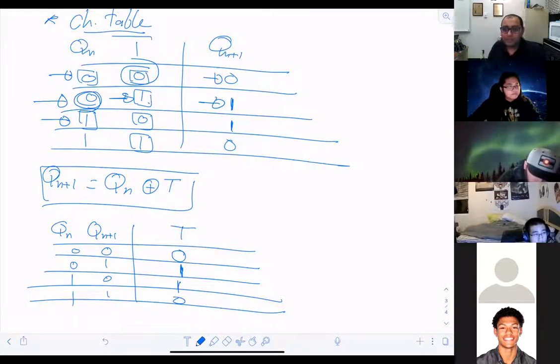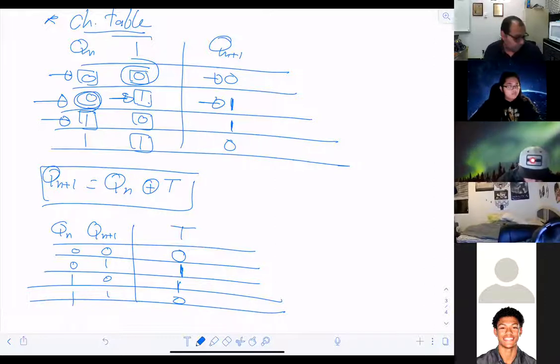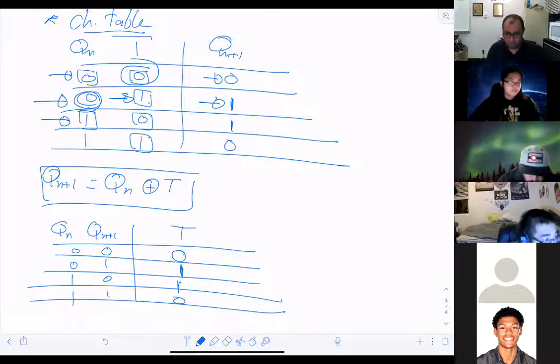Okay, so in that case, I finished the three different tables I have for the T flip-flop. Do you have any questions? That was the excitation table? That's the excitation table. All right.